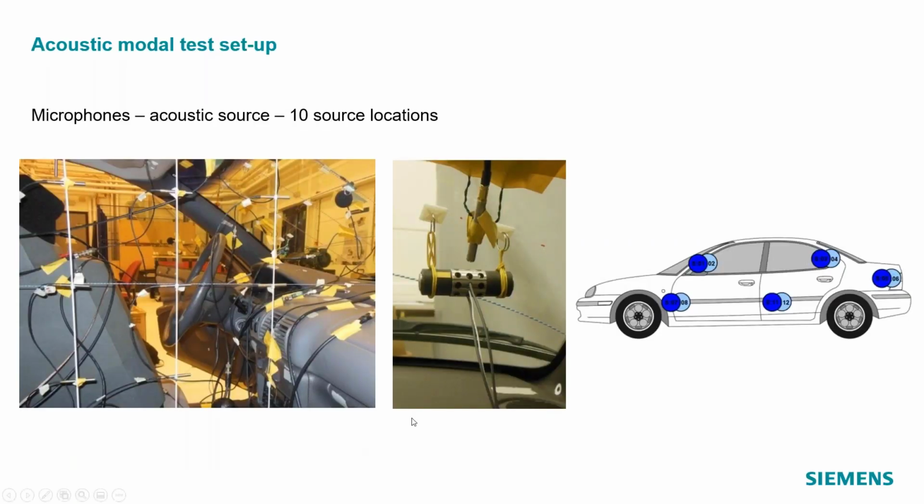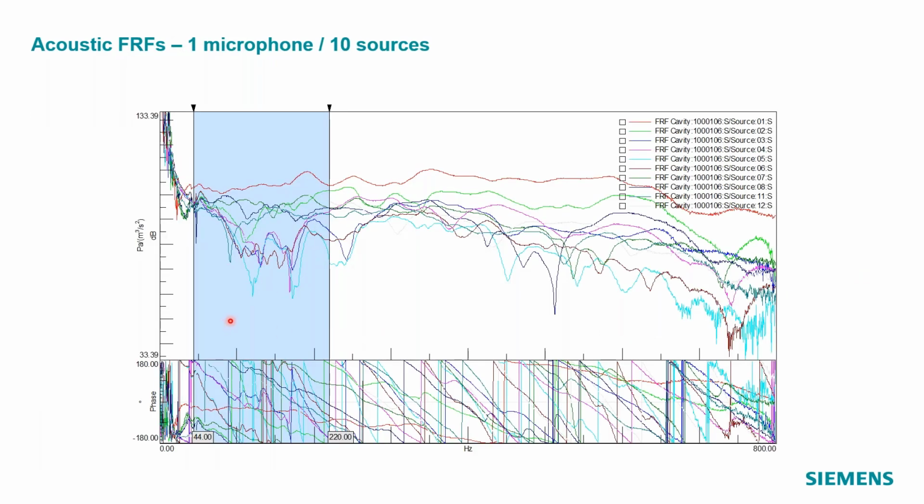Because I illustrated MLMM on a vibration case, I also have some results from an acoustic case where we use a grid of microphones. You see them here. We use loudspeakers. In total, we had 10 loudspeaker locations in this car. Here you see some of the FRFs. This is always the same microphone, looking at the 10 different FRFs from the 10 different loudspeakers.